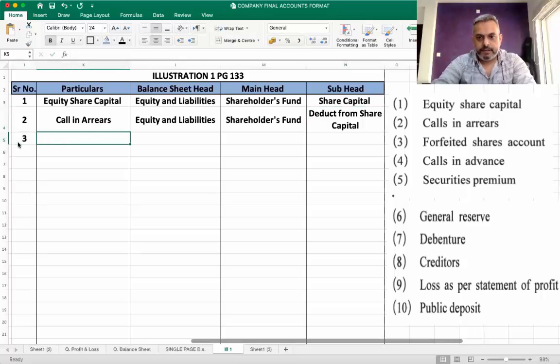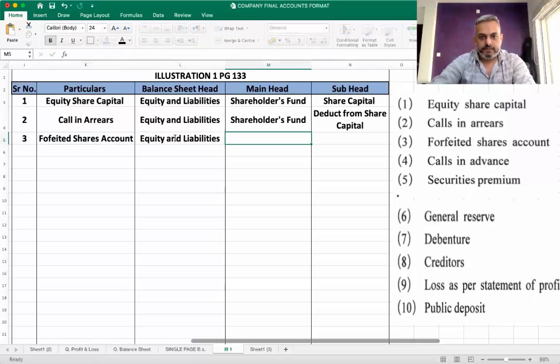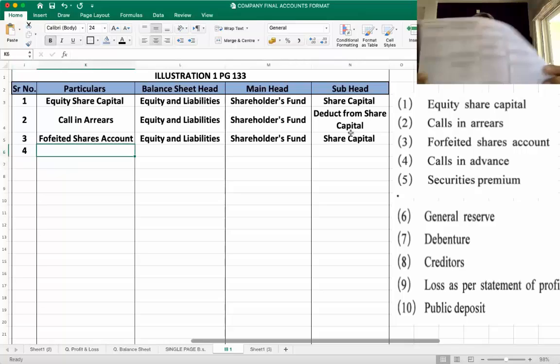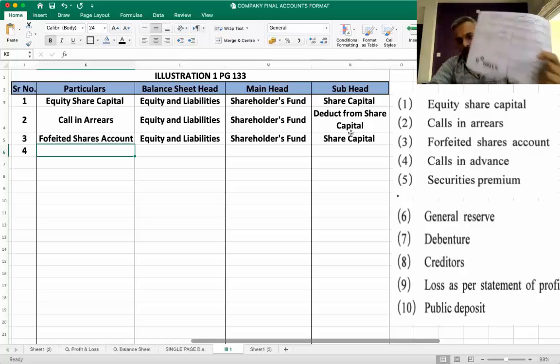Then forfeited shares account. Now forfeited share account, again you know where it will go. Forfeited share account, it will go to equity and liabilities, shareholders fund, and again share capital. You can refer to the format which I've already given you, this one. You can keep it with you so that in case you're stuck, you can refer.